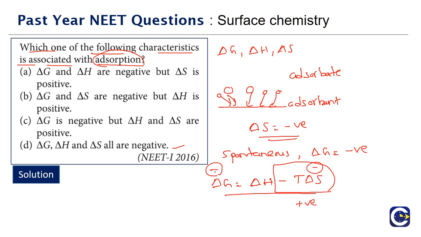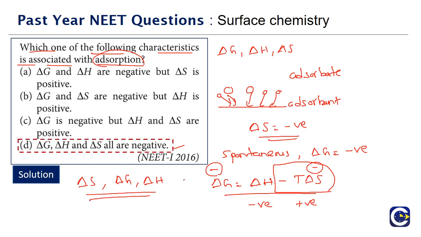Now in order to have delta G negative, the adsorption must actually have the enthalpy change delta H negative. It must be so much negative that it will be more than the positive value of this. So which means we have delta S negative, delta G negative, and delta H also must be negative. So all the three terms should be negative for the adsorption process.